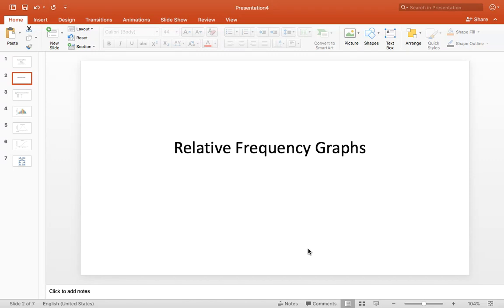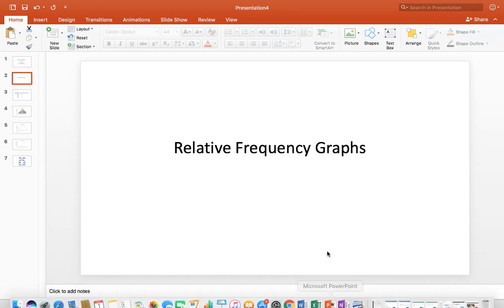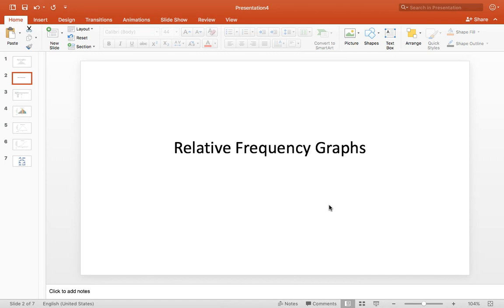So sometimes in order for us to compare the two pieces of information on the same level, same playing field, we need to take our relative frequency. All right, and we're just going to go ahead and figure out how to do that right now.